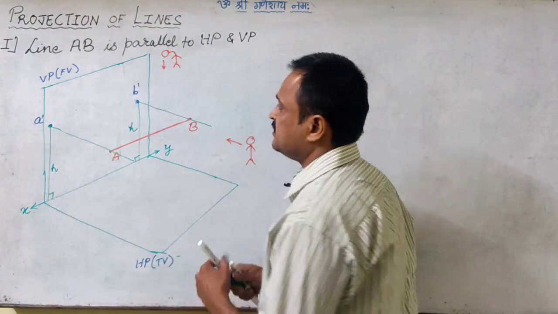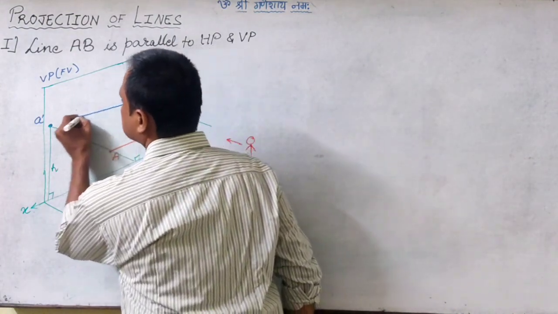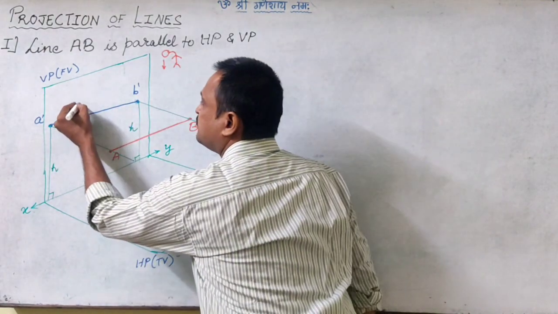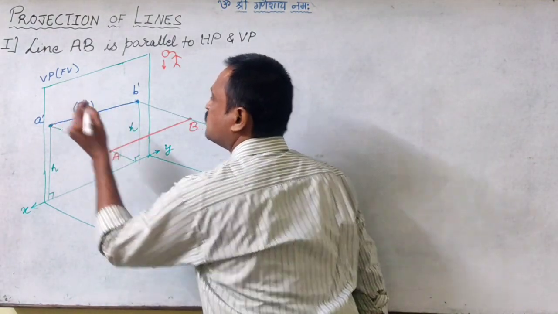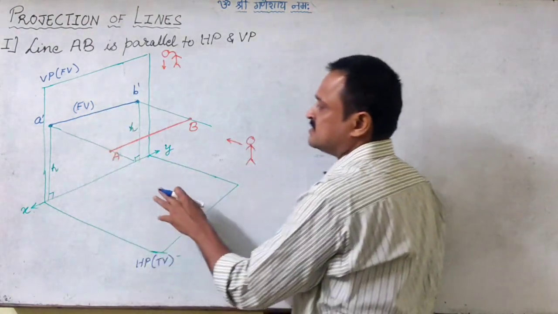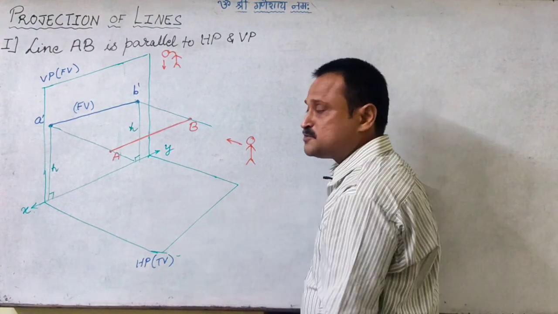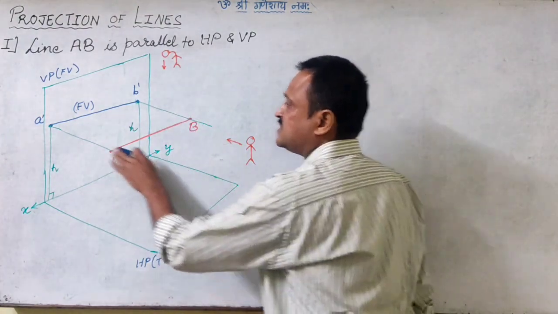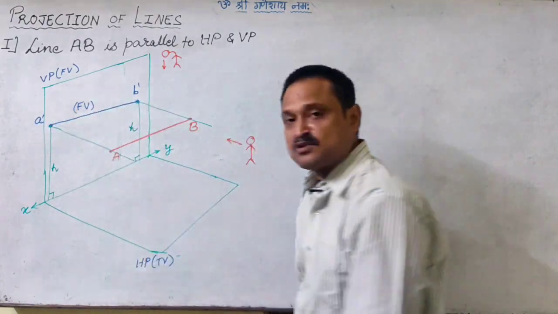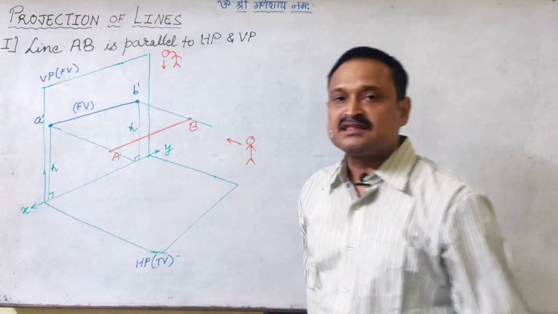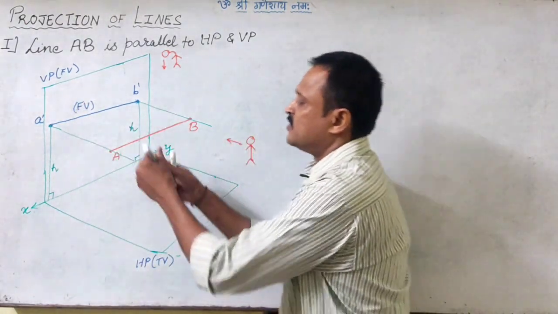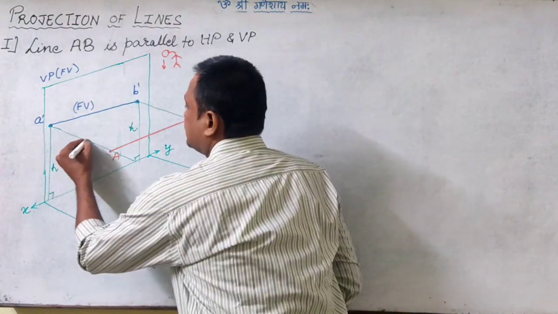So when we join A dash and B dash, A dash B dash is going to represent the front view of the line AB. Right? Now, as we can see, when the line is parallel to HP, the height of A and the height of B are the same. That means I will get the image A dash B dash, the front view image of the line, parallel to the XY line. Right? So that is how we are getting the front view image.